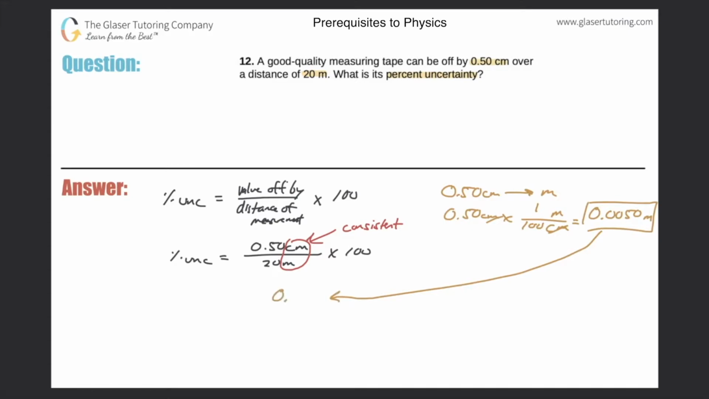So I'll write it here, 0.0050 meters. Let me set up the rest of the uncertainty calculation. This was over the 20 meters multiplied by 100, percent uncertainty. Now just plug that into the calculator: 0.005 divided by 20 times 100. The percent uncertainty comes out to be 0.025%. And that would be the final answer.